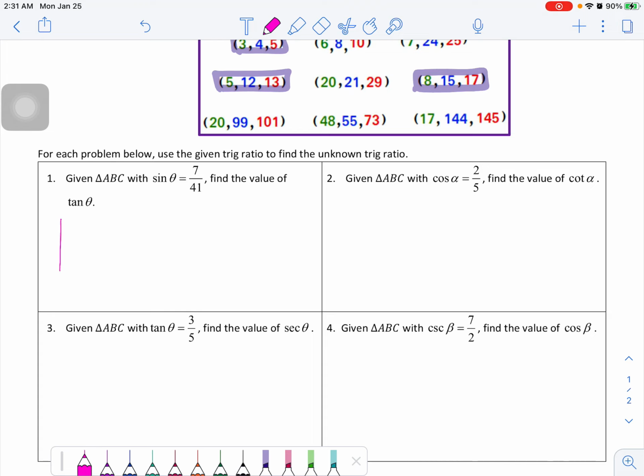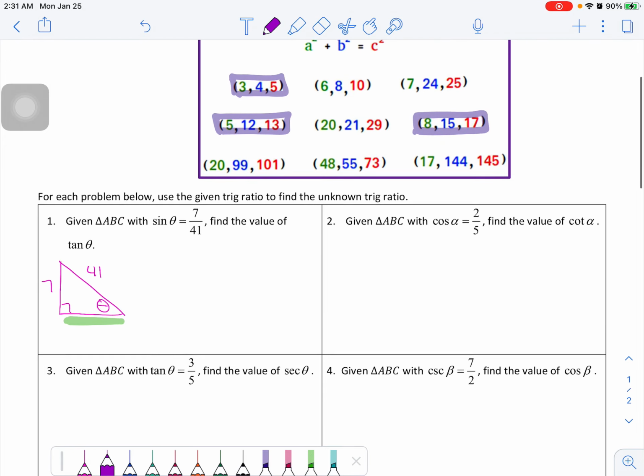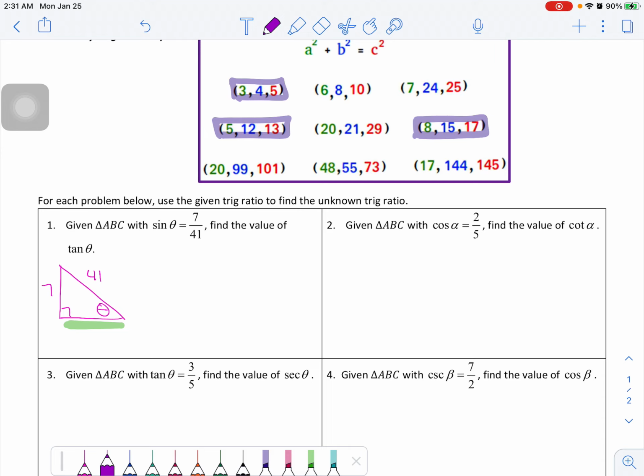So problem number 1, first thing I want to do is draw a triangle. So we've got a triangle ABC, and we know that theta here has a sine of 7 over 41. So sine is opposite over hypotenuse. And we basically need to find this blank side so that we can figure out tangent. Now, if we take a look at our information, 7 and 41 don't show up in the common Pythagorean triples. It is actually a common Pythagorean triple, with the other leg being 40.